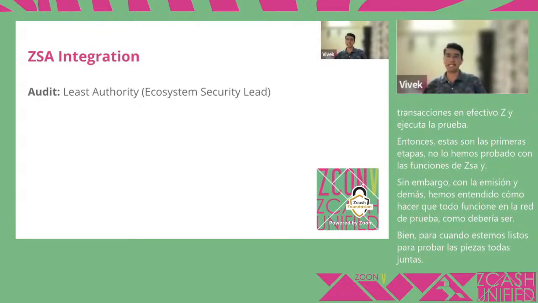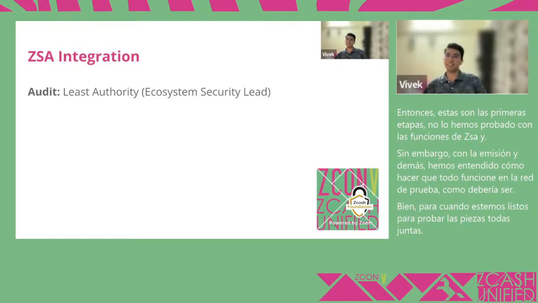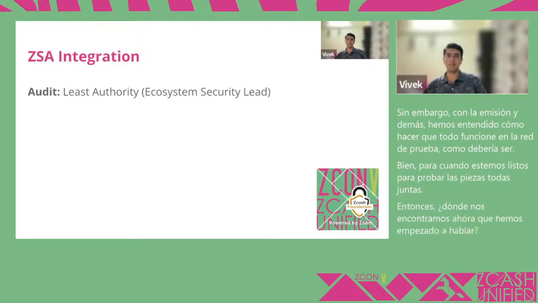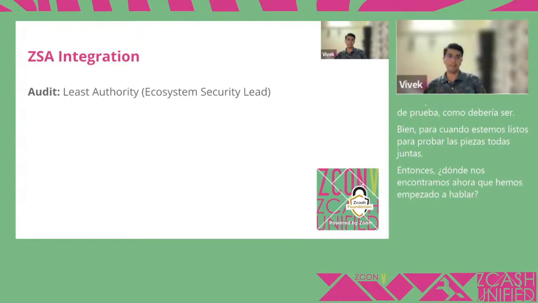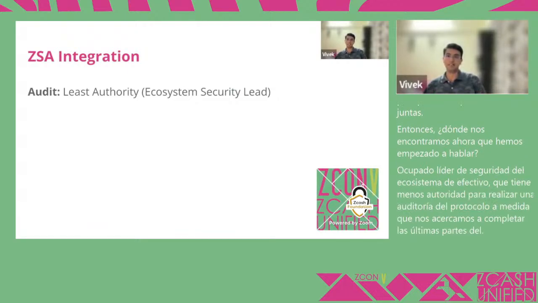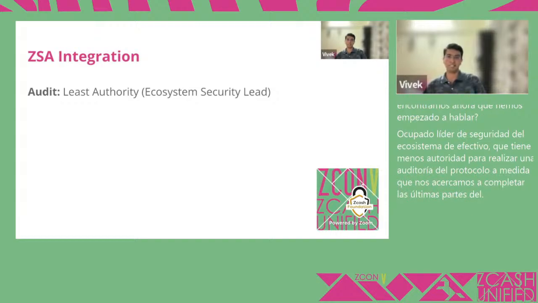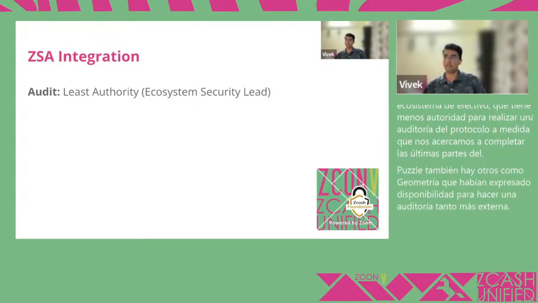So where do we stand now? We have started talking to the Zcash ecosystem security lead, which is Least Authority, about doing an audit of the protocol as we get around to completing the last bits of the puzzle. There are also others like Geometry who had expressed availability to do an audit. So the more external eyes on our work, the better it bodes for security. And we are happy to support whichever audits are planned when they happen.